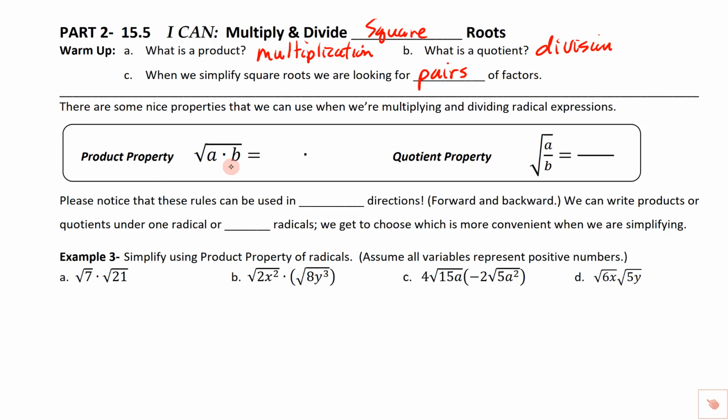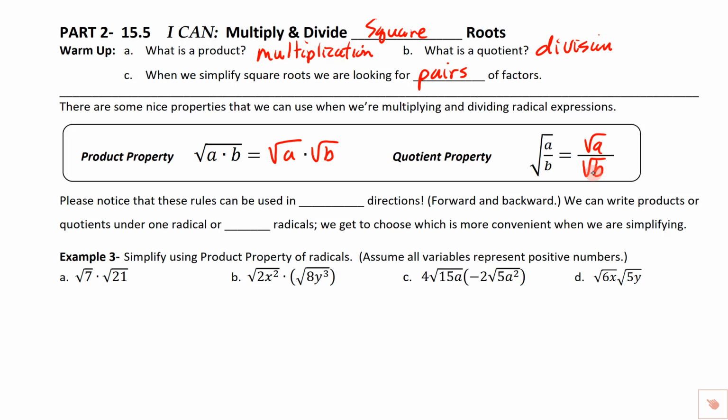If we're taking the square root of a product, we've got one big square root and then we've got the product underneath. What the product property allows us to do is say, hey, look, I can take the square root of the first factor and multiply it by the square root of the second factor. So it might be more convenient to write it that way sometimes. And then the quotient property works in the same type of way. If we have the square root of a quotient, we can write the square root of the top and put it over the square root of the bottom.